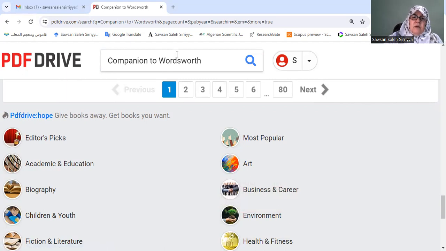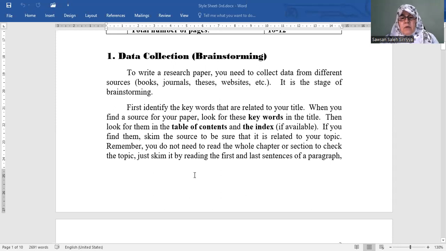You can also have Google Books. There is Academia, and there are lots of other sites where you can, let us say, find free books from which you can search. Now, after you identify the keywords, you have to look for them in books. You find a book. So where do you search? Usually, you search in the title. If you identify the keyword in the title, then go to the table of contents. If you find it in the table of contents, this is okay. If you don't find it, go to the index.